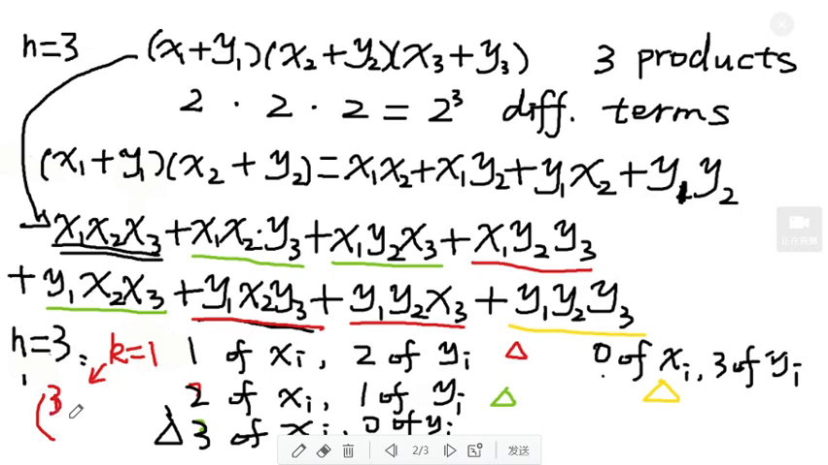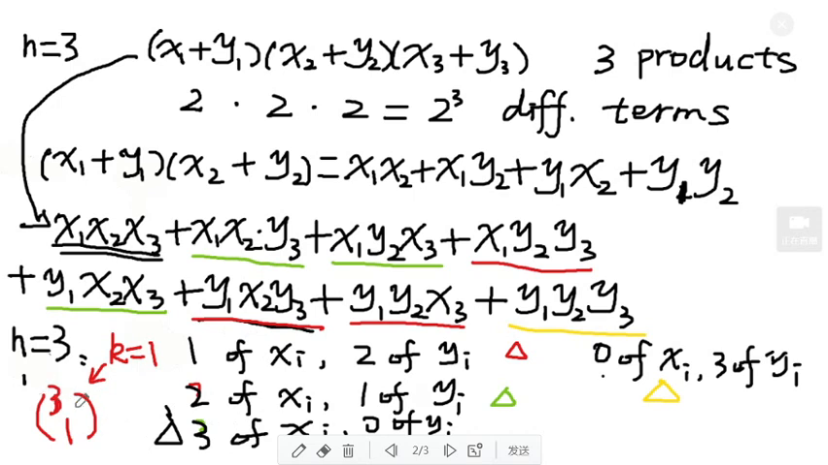3 choose 1. What is 3 choose 1? If you follow the formula, it's 3 factorial over 2 factorial times 1 factorial. Actually, it's 3. And how can you get it a little quicker?